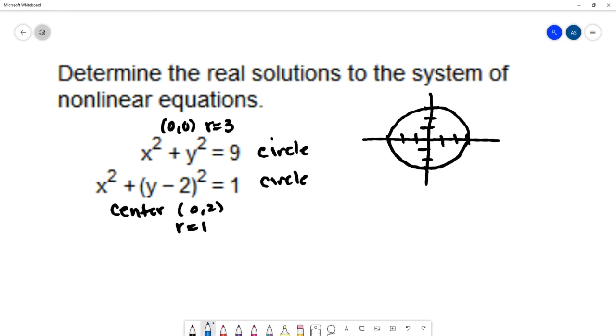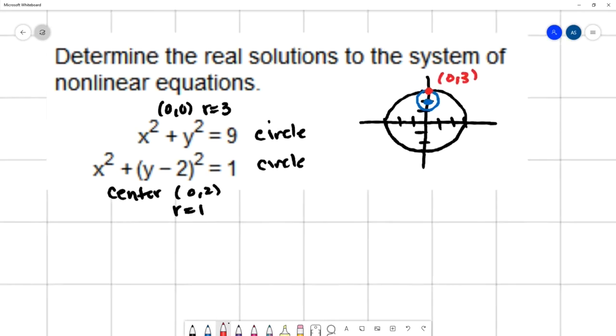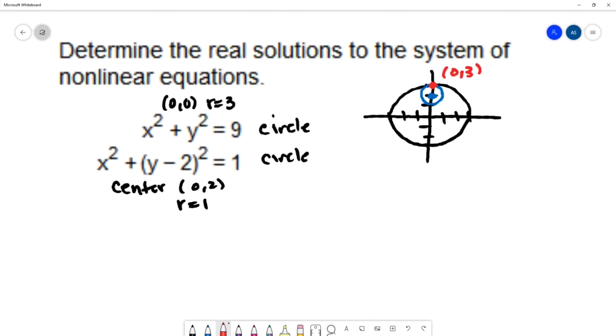Let's draw this one in a different color. So we have a center of 0, 2 with a radius of 1. And that would look like that. And what I'm looking for is an intersection point between the two circles. I can see this point right here. 0, 3 is going to be the intersection point. So that one was pretty simple to do graphically. Let's talk about how to do it algebraically.